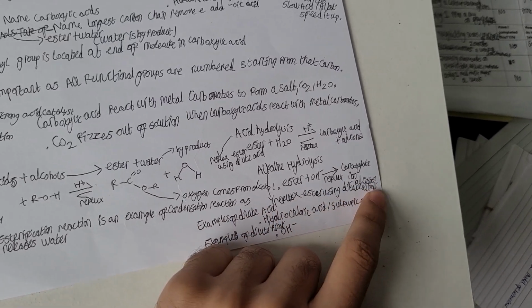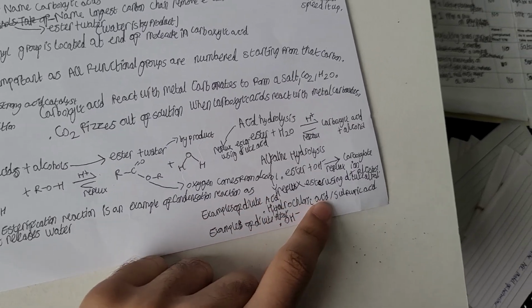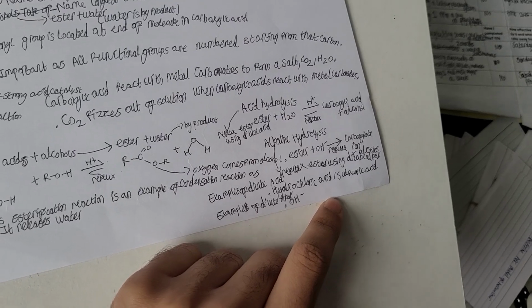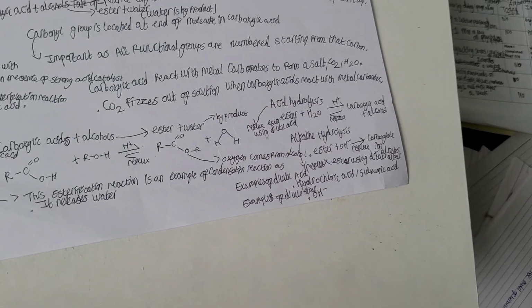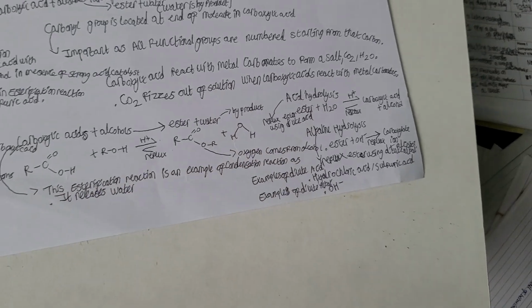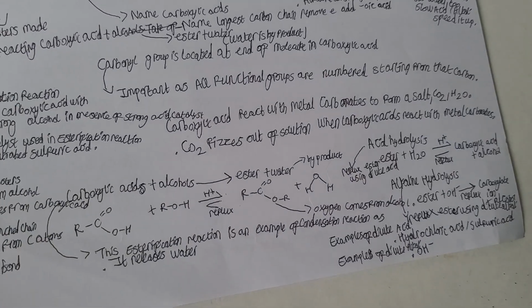So reflux the ester using dilute alkali, an example of dilute alkali being OH minus. Examples of dilute acid are hydrochloric acid or sulfuric acid, which could be asked about in the exam. And here the oxygen comes from the alcohol. So for naming esters, the first part comes from the alcohol, the second part comes from the carboxylic acid, and that is the end of this video.